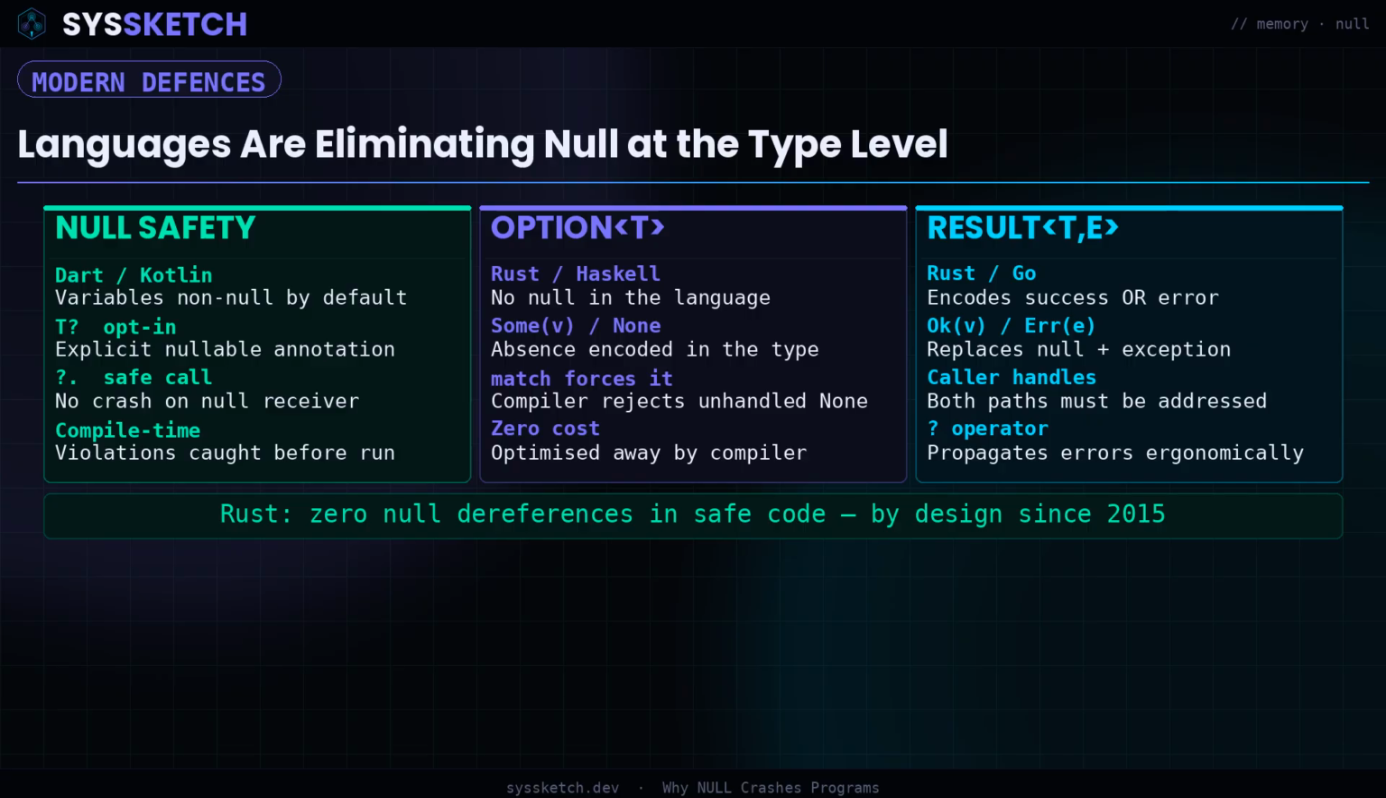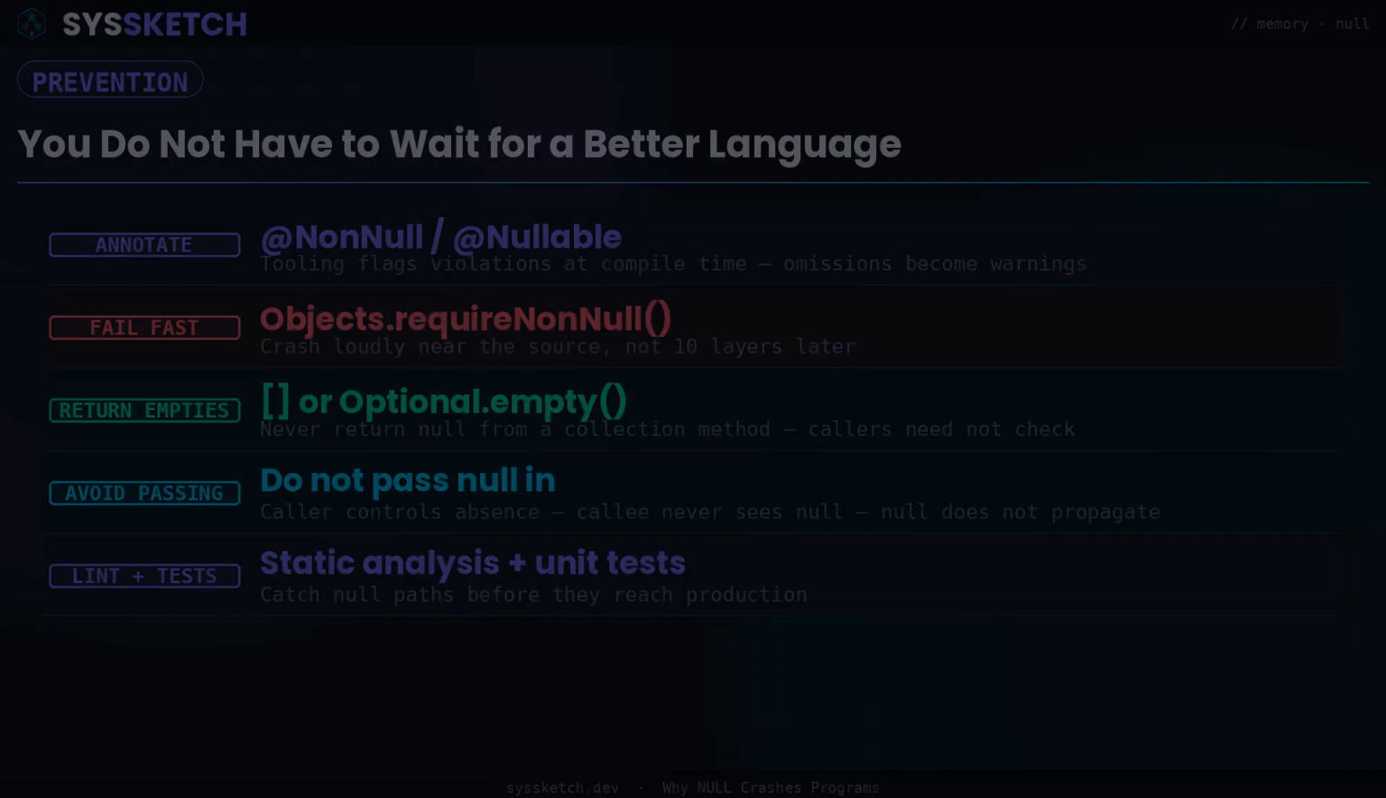Third, never return null from a collection method. Return an empty list. Return optional, empty. Fourth, treat null as a design smell. If you find yourself returning null to indicate absence, consider whether a dedicated empty state object or a result type would communicate intent more clearly. Null is a shortcut that always costs more than it saves.